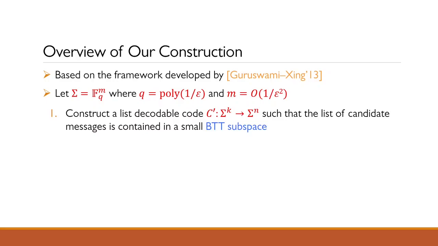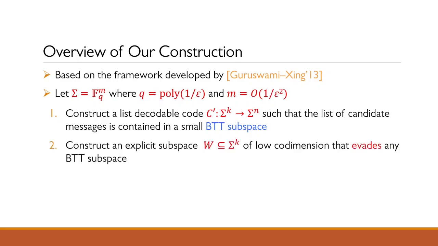First, we construct a preliminary capacity-achieving list decodable code C prime, which has the property that the list of candidate messages is always contained in a small BTT subspace. And this BTT subspace is small, but its size is not constant. So this property itself does not imply a constant bound for the list size. This is why we need the second step. At the second step, we construct an explicit subspace W of the message space such that W has local dimension.